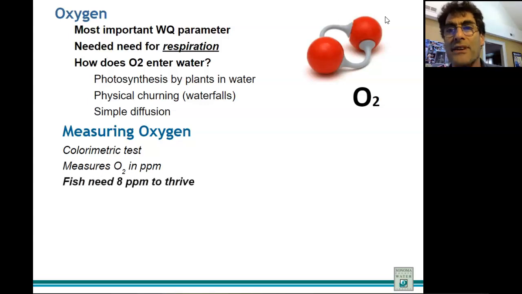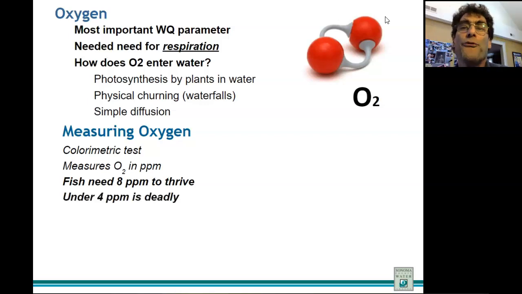That's a little bit off. Fish need about 8 ppm to thrive. So that's a number you need to remember. Write it down. So if there's 8 parts per million of oxygen in the water, then that's golden. Fish are going to do great. More is even better. 10, 11 parts per million, that's just great.